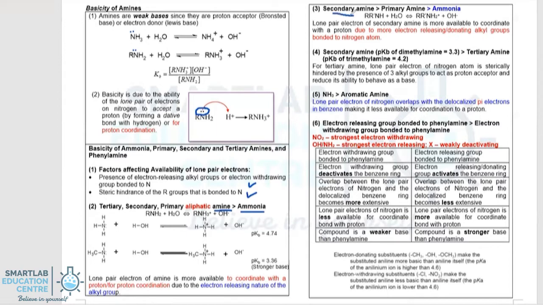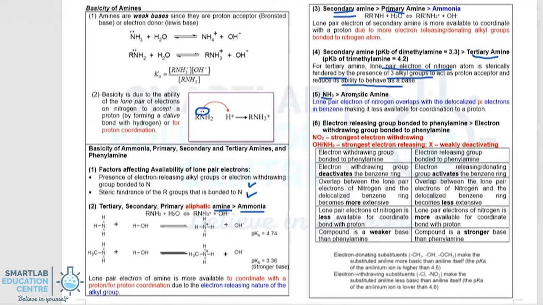And we will expect a secondary amine to be a stronger base than a primary amine because there will be two electron releasing alkyl groups bonded to the nitrogen in a secondary amine. We can also conclude that a tertiary amine will be the weakest base among all the amines, primarily because the lone pair electrons of nitrogen are now sterically hindered by the presence of the three alkyl groups from acting as a proton acceptor, therefore reducing its ability to accept H+.